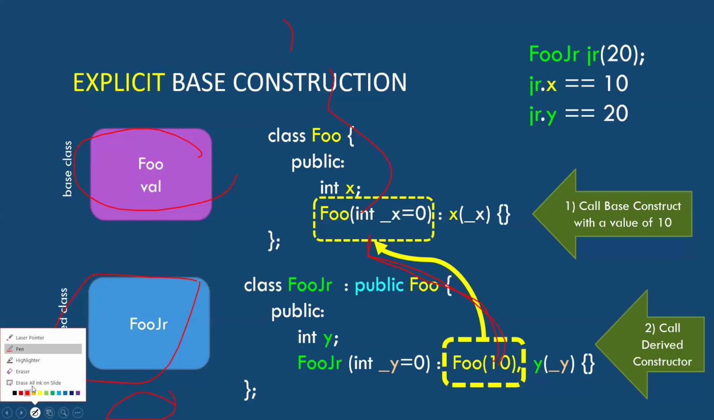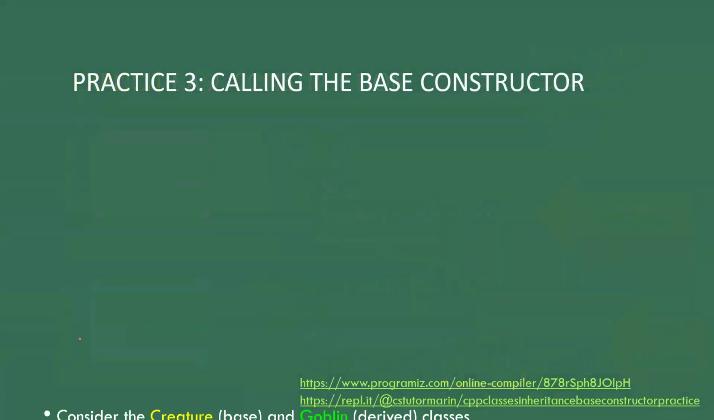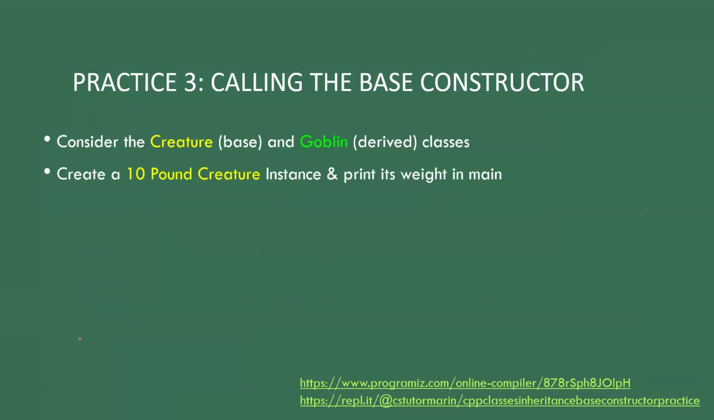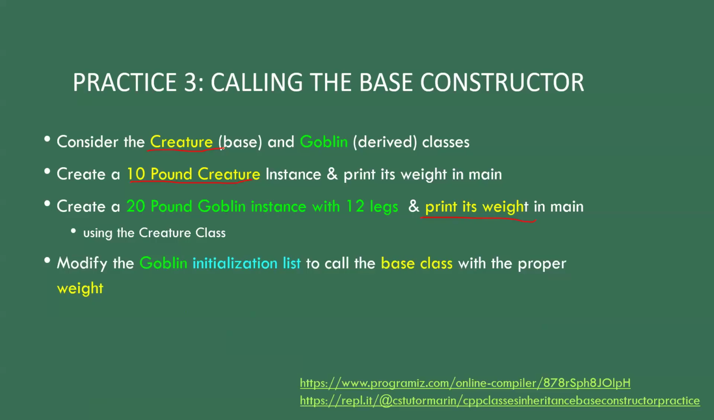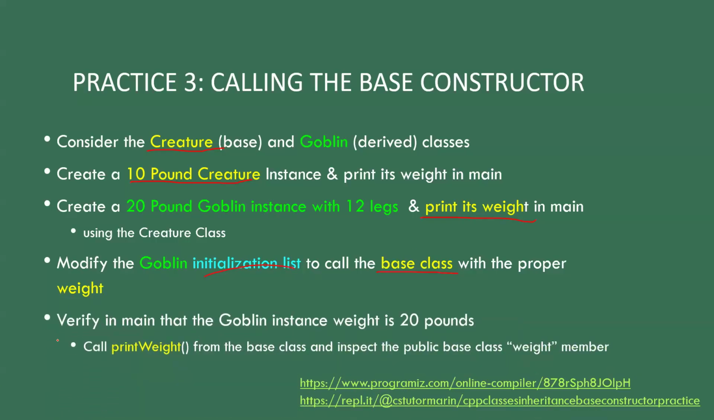Okay. So let's see if we can do a little coding with that to demonstrate how that works. We've got our creature and our goblin. We have a 10-pound creature by default, and we want to create a 20-pound goblin with 12 legs and print its weight using the base class method. I put my base class things in yellow here, even though that's a bit of an overuse of my colors. Then we'll modify the initialization list to use the base class to pass the weight down, okay? And we can verify in main that that got initialized properly. So let's try that real quick.